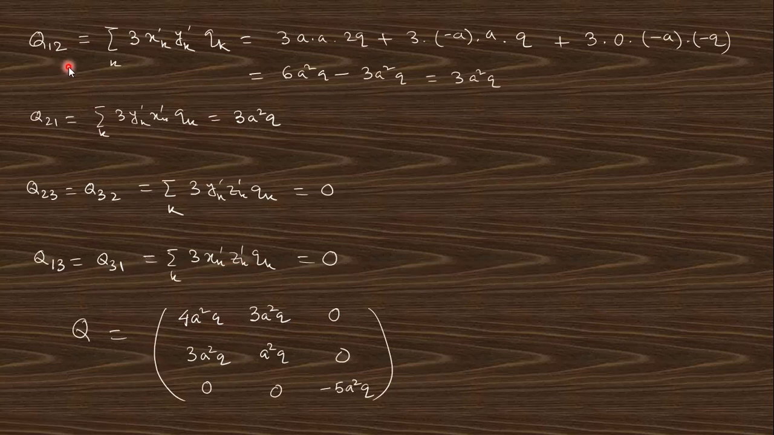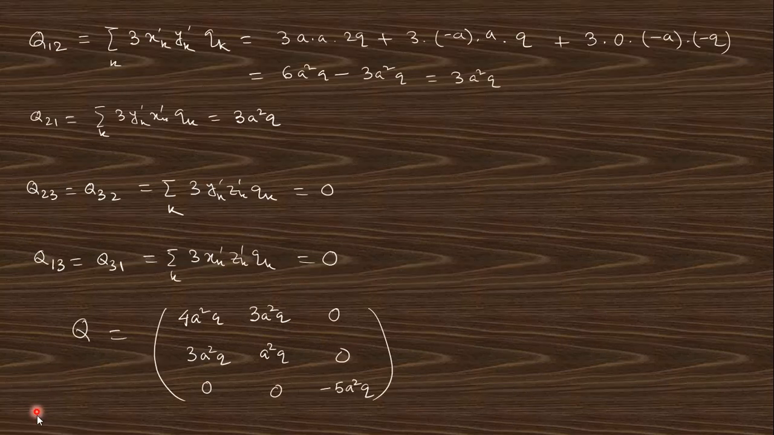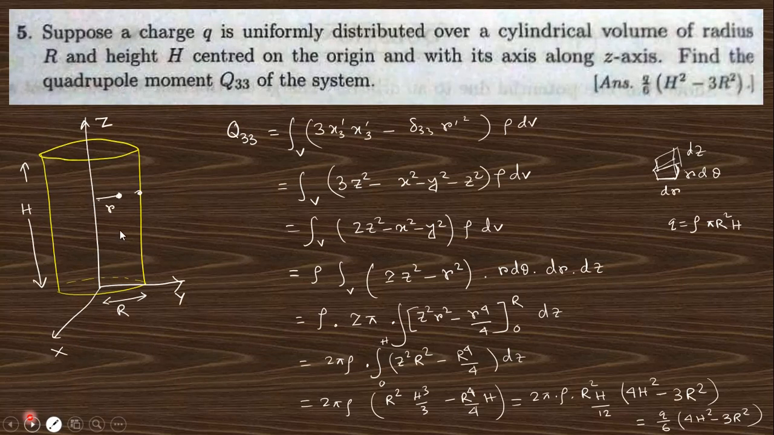And for Q12, the delta term will be 0, because delta is 1 only when both indices are equal. So for 1 2 the delta term equals 0, and you will get only this term. That's why here we write 3xy q_k, and putting the values of x, y and charge, you will get this expression. Similarly Q21 is the same as Q12. For 2 3 and 3 2, z is 0, so this is 0. So you get this tensor of the quadrupole moment. Go to the next question.